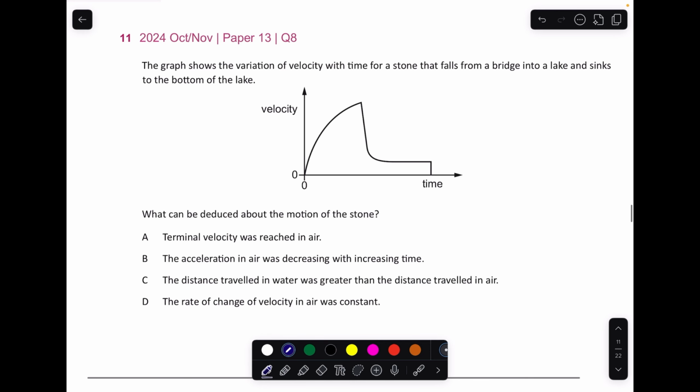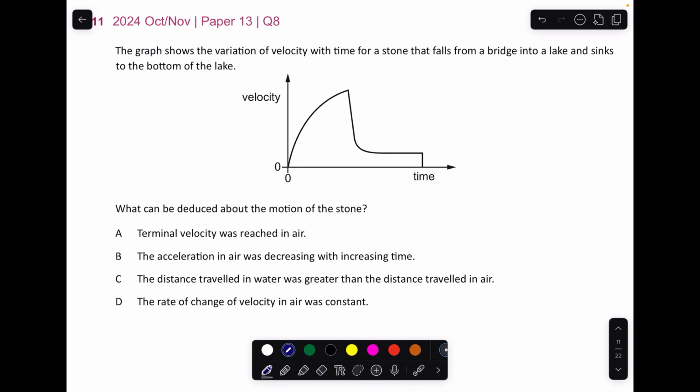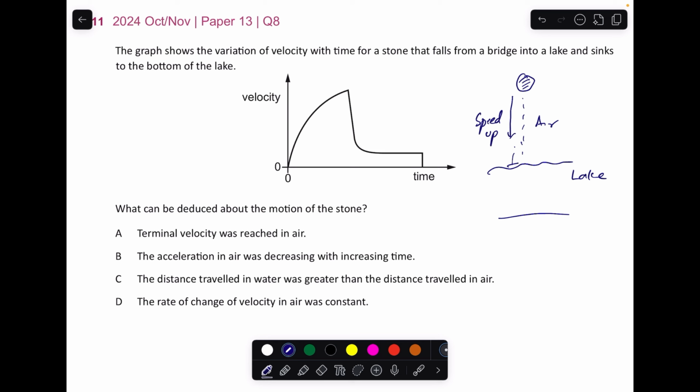In the next question, the graph shows the variation of velocity with time for a stone that falls from a bridge into the lake. Let's suppose this is the stone, it's moving down, that is the air, and that is the lake. So what can be deduced about the motion of the stone? When the stone is moving from this to this, it will speed up. When it hits the lake and moves down, it will slow down due to the drag, right?